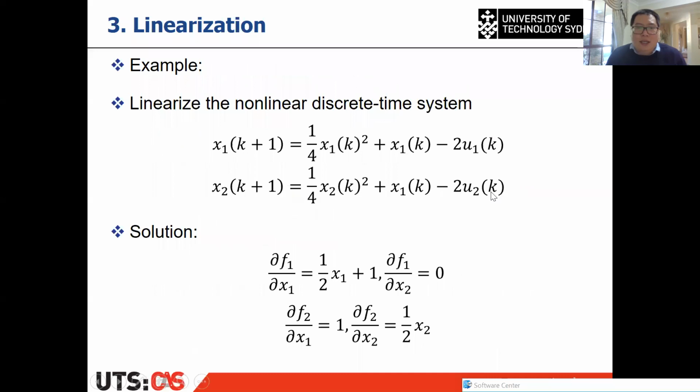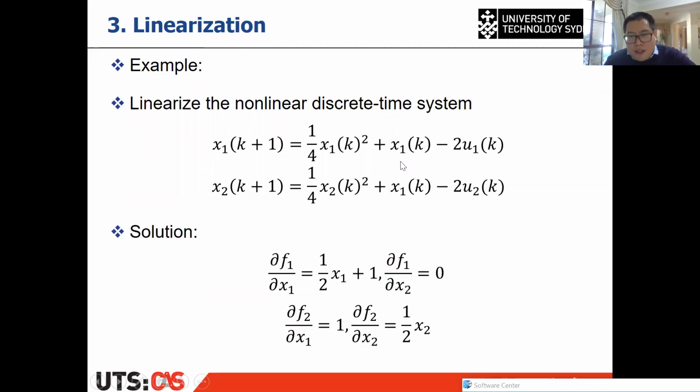And let's give an example about the linearization. So suppose we have this nonlinear discrete time system. We have it before. That is what we used to calculate the equilibrium points, right?